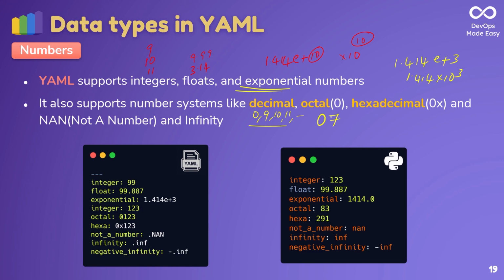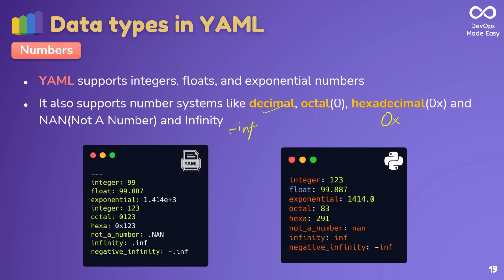So we have number systems like octal, hexadecimal, binary, and decimal, and these can also be mentioned in YAML. For hexadecimal systems, we use 0x as the starting value, which indicates that it is a hexadecimal system. We can also have infinity in the form of .inf for positive infinity, minus .inf for negative infinity, and for not a number, we can have the NaN value.